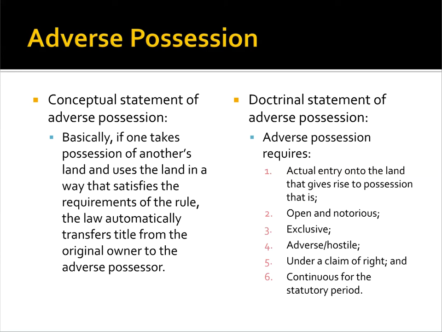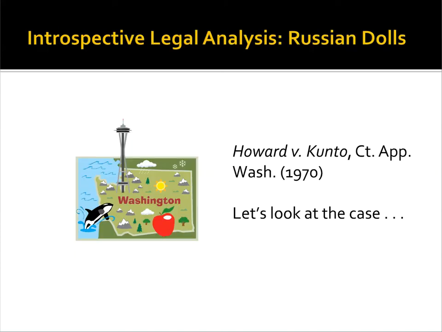And we know that doctrinal statements are to provide the rule statement itself, the elements that must be satisfied for the rule to apply, and a rule sort of sentence. And here you have that. You have adverse possession requires, number 1, actual entry onto the land that gives rise to possession. Number 2, must be open and notorious. Number 3, must be exclusive. Number 4, it must be adverse or hostile. Number 5, under a claim of right. And finally, number 6, continuous for the statutory period.